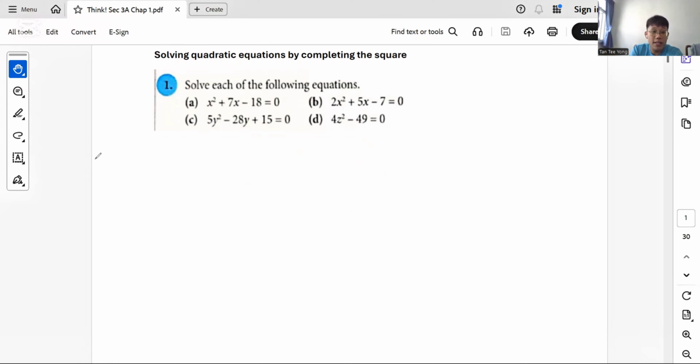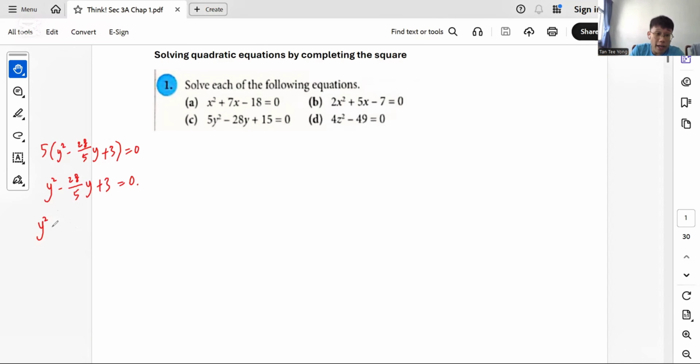So the first thing for 1C is I need to factorize out 5. Or rather, I need to make sure that the coefficient of y square is 5 first before I go on. So I factorize out 5, right? So it becomes y square minus 28 over 5y plus 3 equals to 0. Then I divide the 5 over. So y square minus 28 over 5y plus 3 equals to 0. Then the next part, I try to do completing the square.